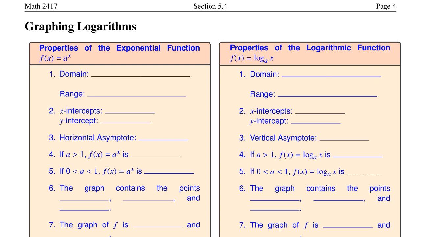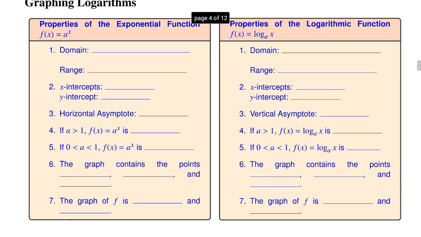Let's take a look at the graphing of logarithms. So we're going to compare the properties of exponentials on the left side with the properties of logarithms on the right side. And the key here is that these two functions are inverses of each other, so their properties are related. So let's recap the properties of exponential functions.